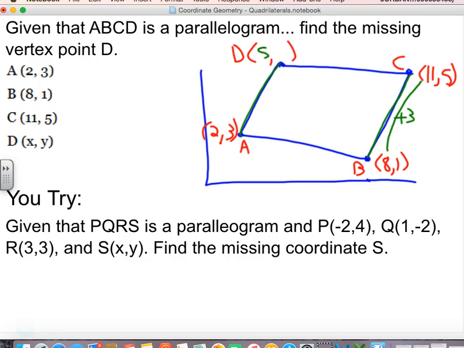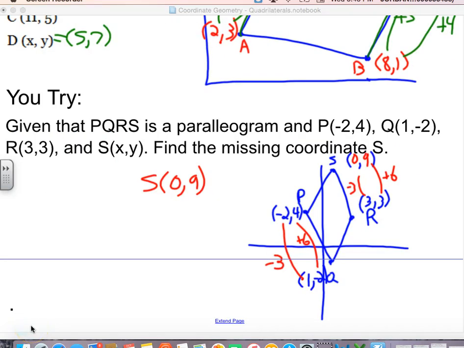2 plus 3 is 5. Okay, so just do the same thing for your y-coordinate. What did I do to go from 1 to 5? I added 4. So I go from 3, I add 4, 3 plus 4 is 7. So D must be the point 5, 7. All right, so I'm going to go ahead and pause it and let you guys try the next one.